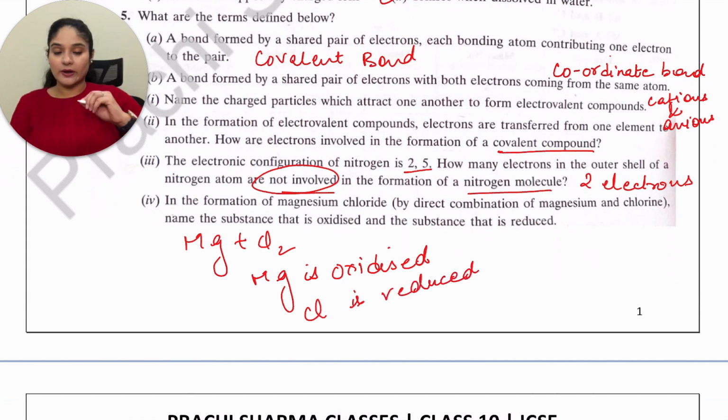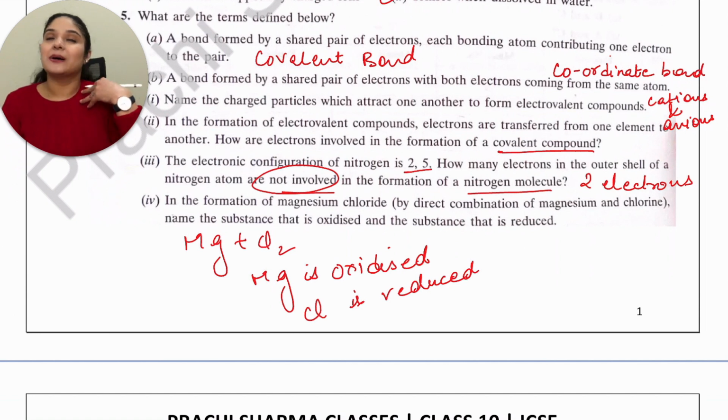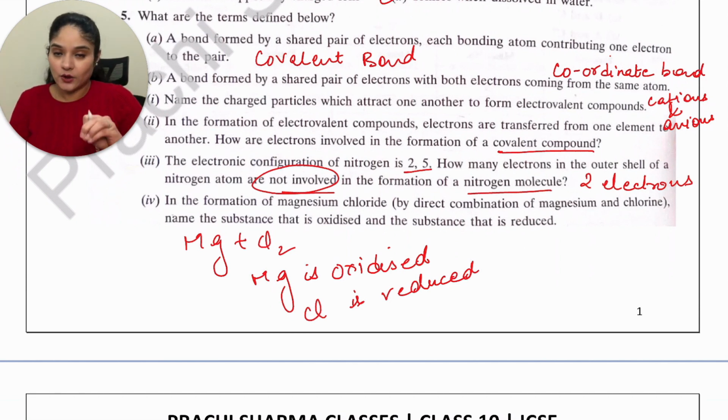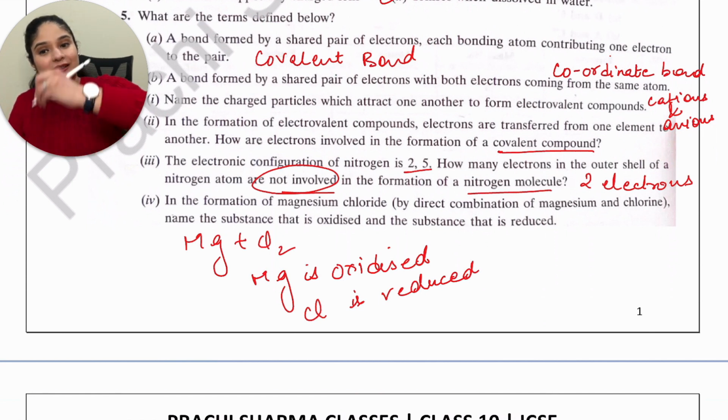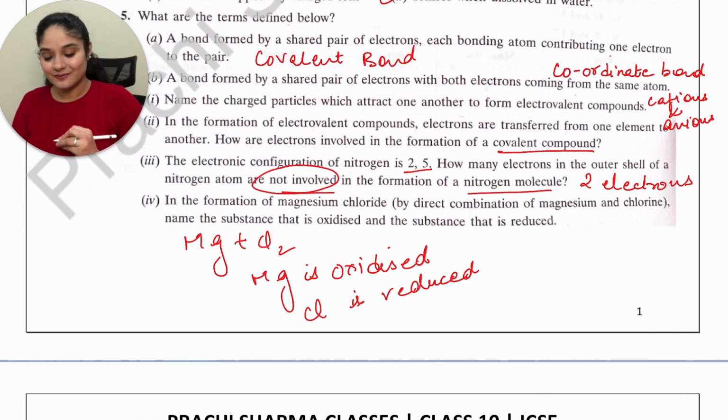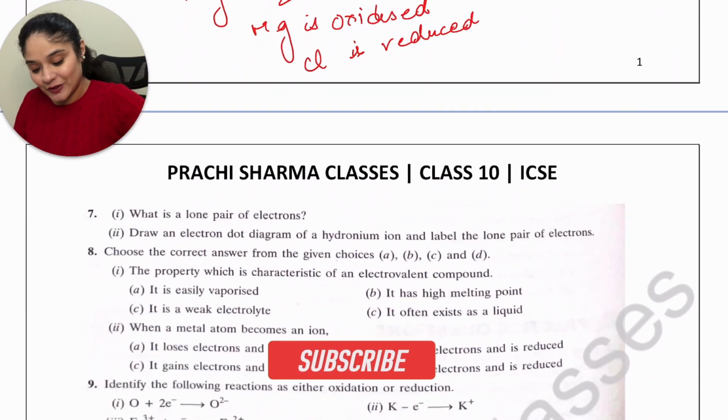Again, I'm telling another thing here is that never write direct formulas in your answers in the examination. They are not acceptable as valid answers. In the test paper, as I'm discussing, I am putting in shortcuts or formulas, but that's not acceptable in board examination. So make sure that you write the entire thing as magnesium and the entire thing as chlorine. Okay, students, moving on to the next part.